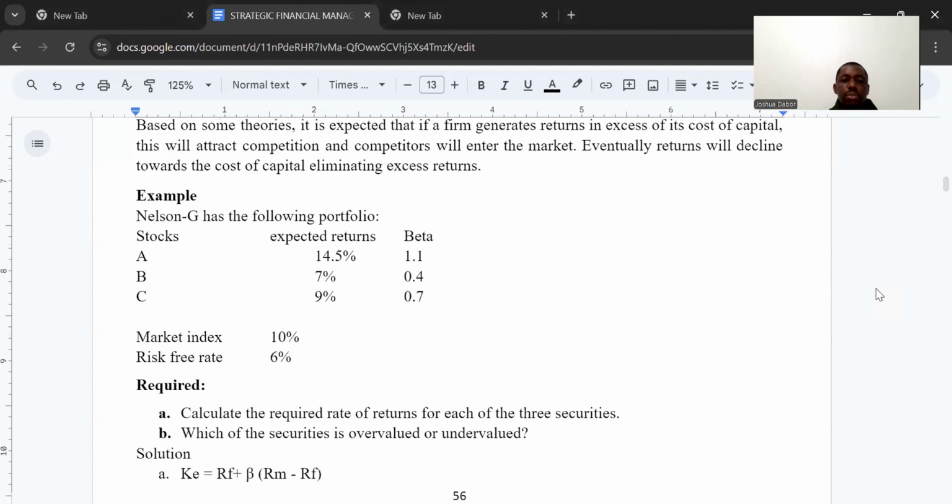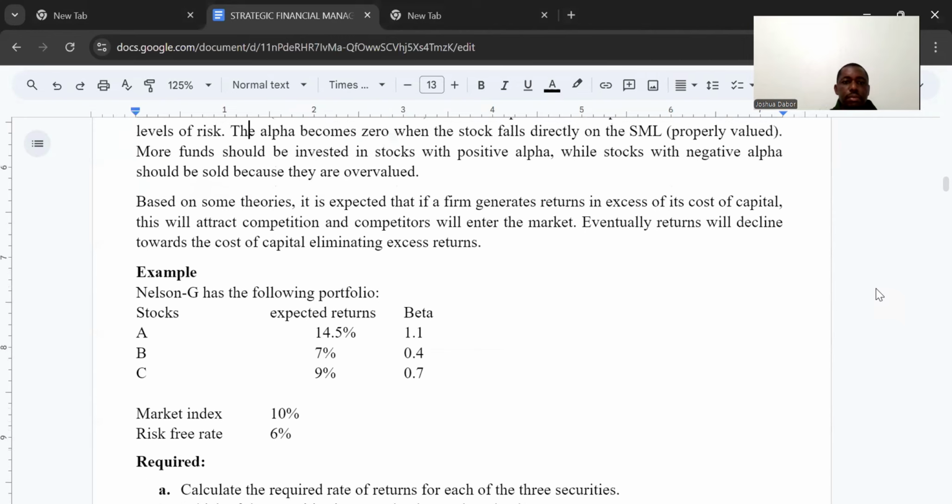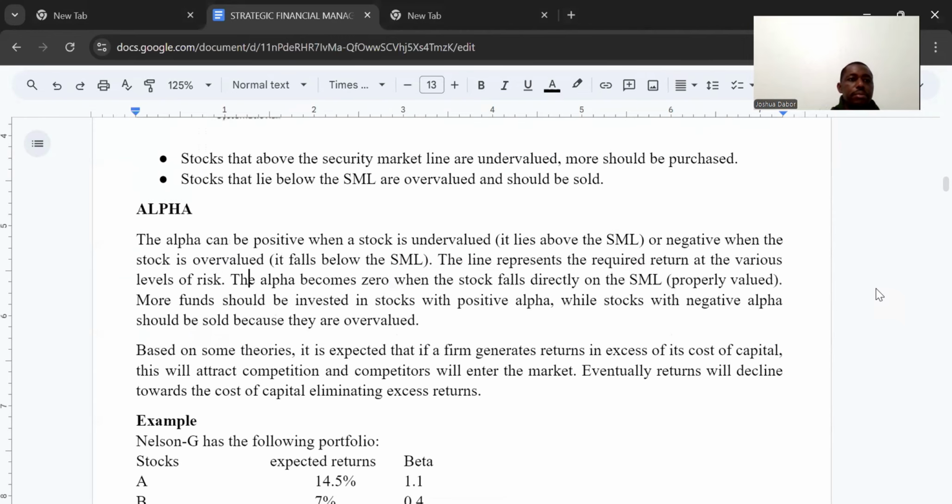The alpha becomes 0 when stock falls directly on the security market line. So that means they are properly valued. It will be positive if stocks are undervalued, or negative if stocks are overvalued. But it will become 0 if the stock is what?